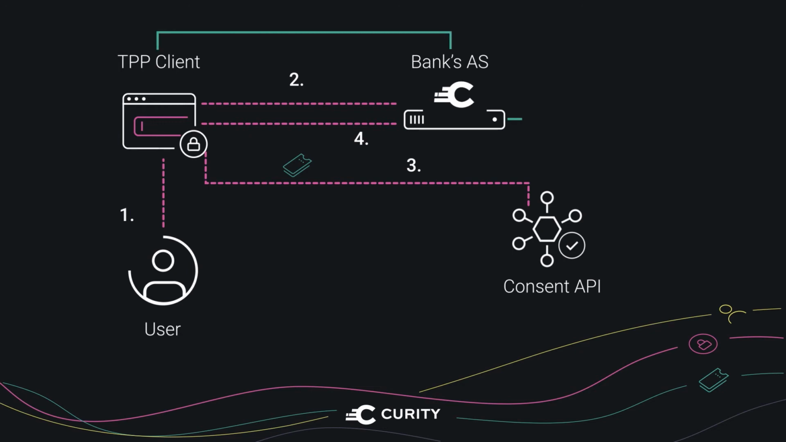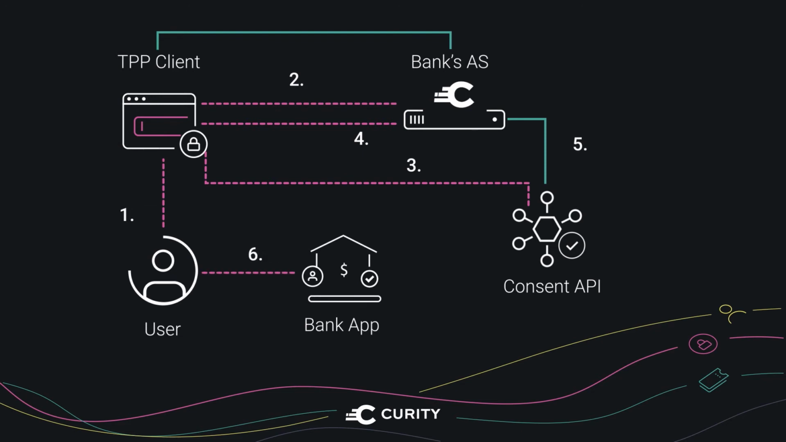Once the CIBA flow is initialized, the TPP client polls the authorization server, checking the authentication status. The authorization server checks the status of the consent in the consent API every time the TPP client polls.